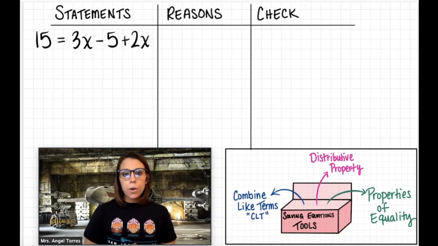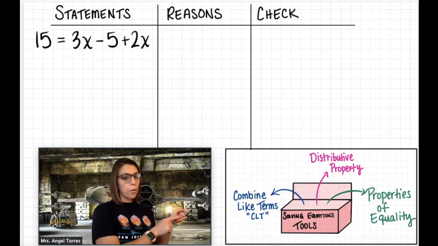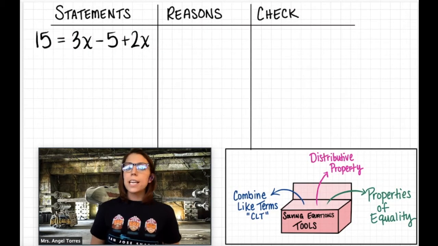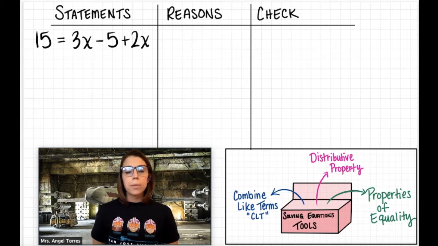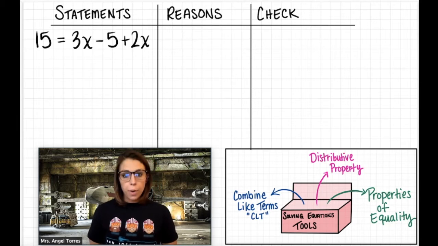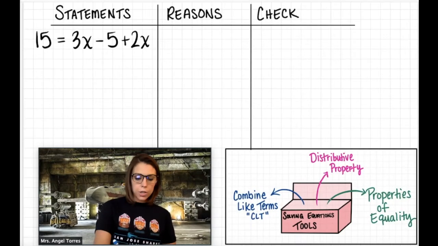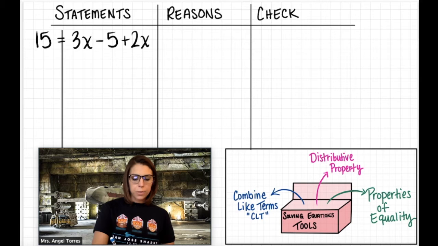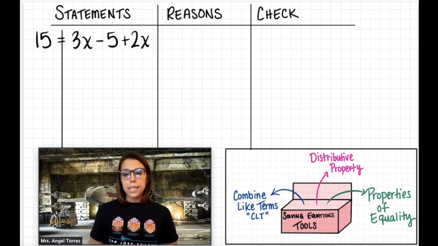Okay, so the first equation that we're going to solve using our solving equations toolbox is 15 equals 3x minus 5 plus 2x. Go ahead and write down this equation along with your 3-column proof now. Great. The first thing I always do is put a line down the middle of my equal sign to keep both sides completely separate.